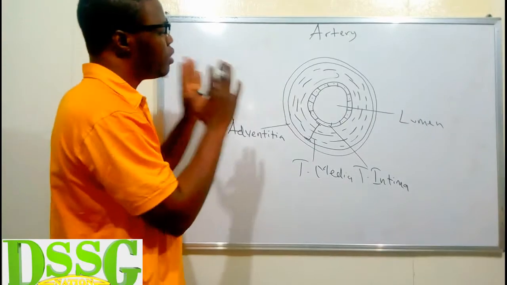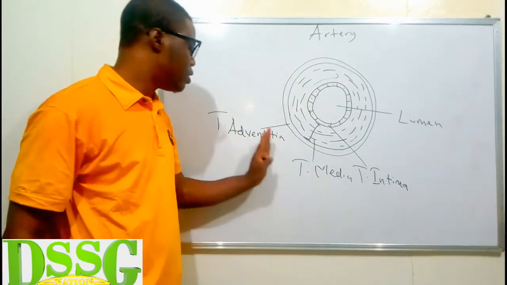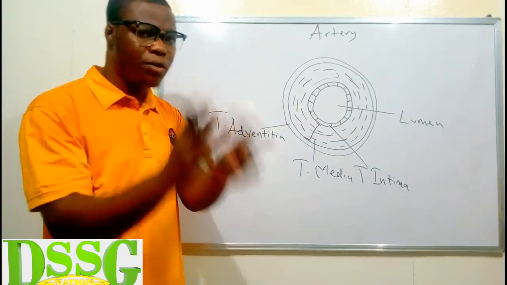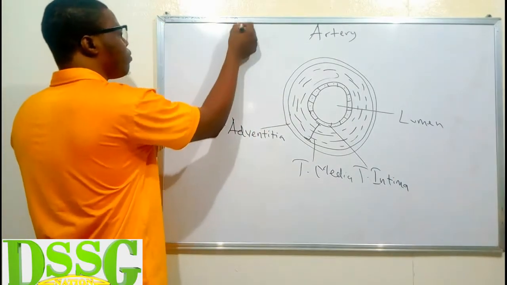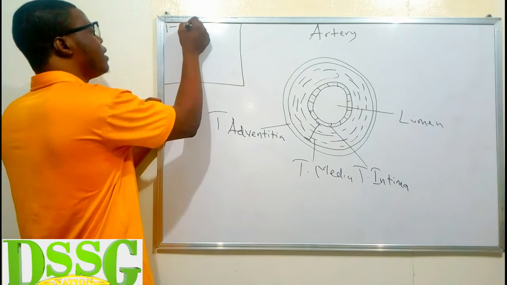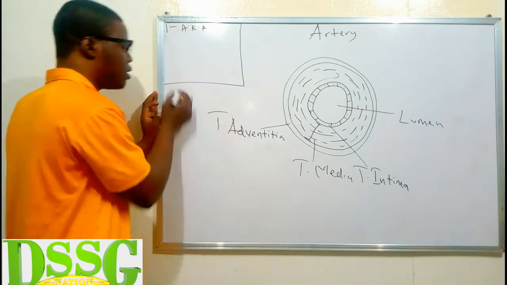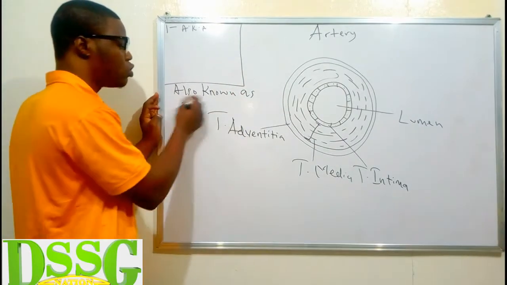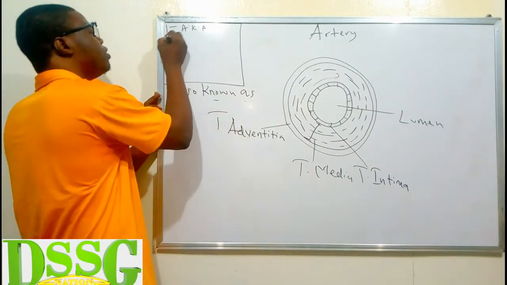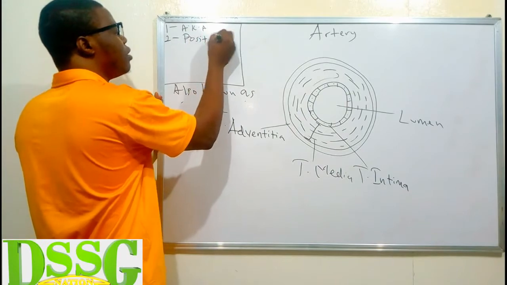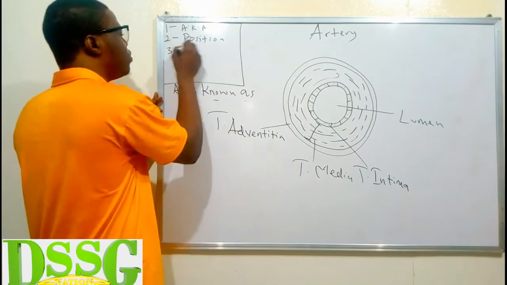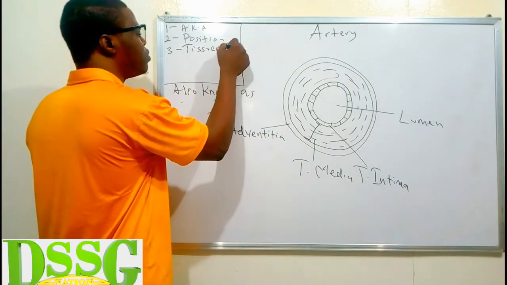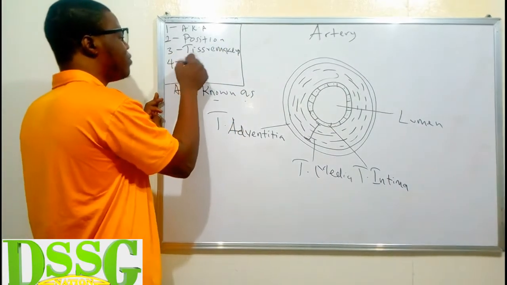Now, if you want to talk about all these layers, the Tunica adventitia, the Tunica media, and the Tunica intima, you are expected to talk about 4 things. The first one is AKA. What is the meaning of AKA? Also, K is known and the remaining A is as. So also known as. That is another name for that layer. The second thing is the position of that layer. The third one is the tissue makeup, which kind of tissue. And the fourth one is the function of that layer.